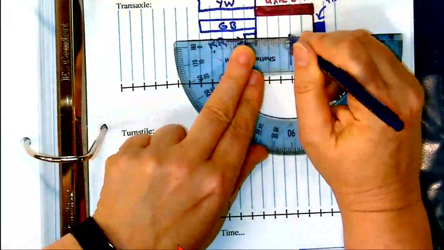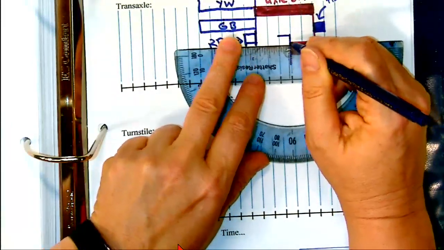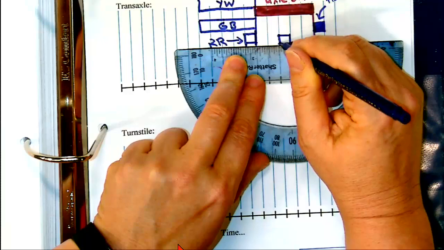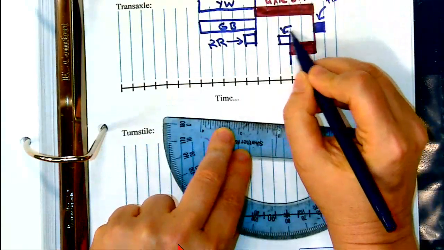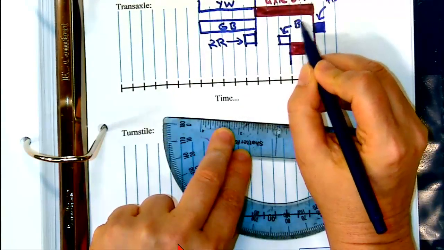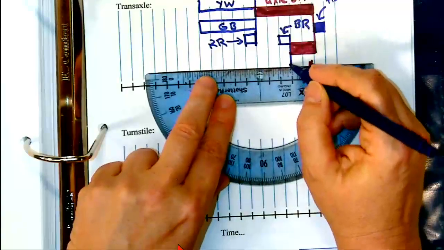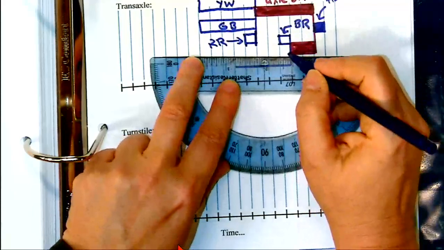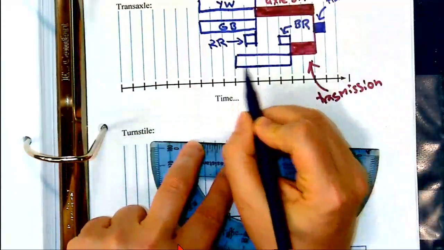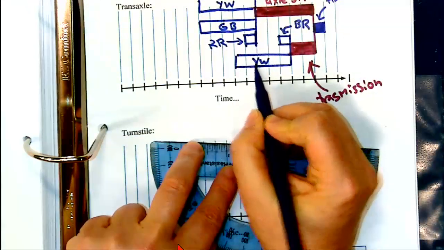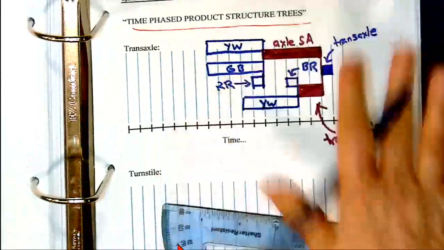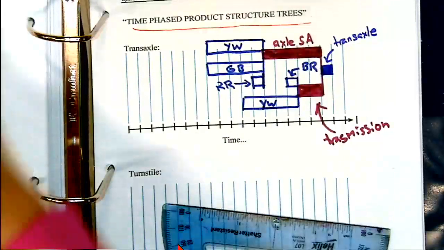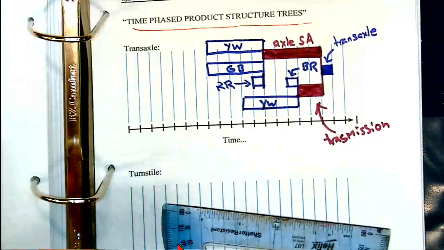So 2 branches going, backing up in time to the left. One of them there, that's the blue rod. But then the other one reaching back 5 days. 1, 2, 3, 4, 5. And that's that yellow wheel again. And once we've got the whole thing represented, well, then we finished our time phase product structure diagram.